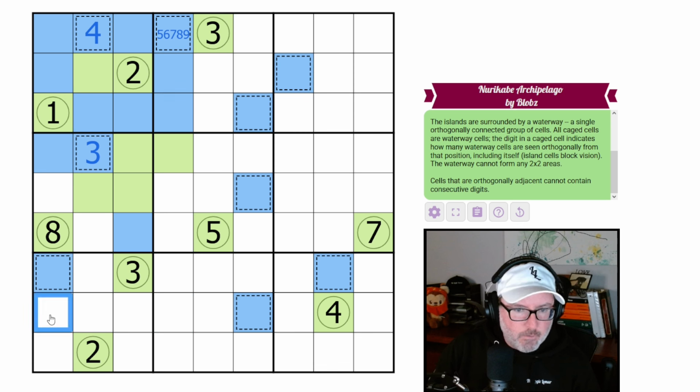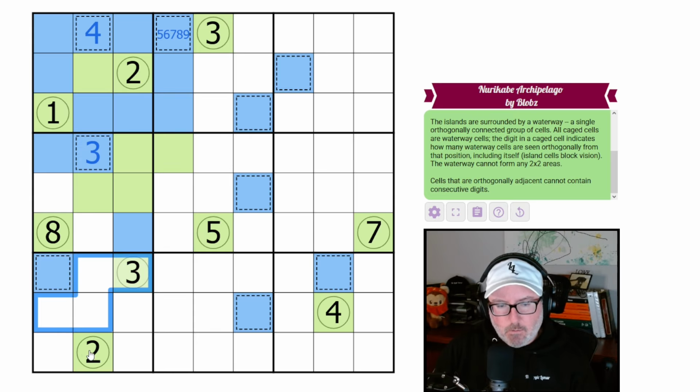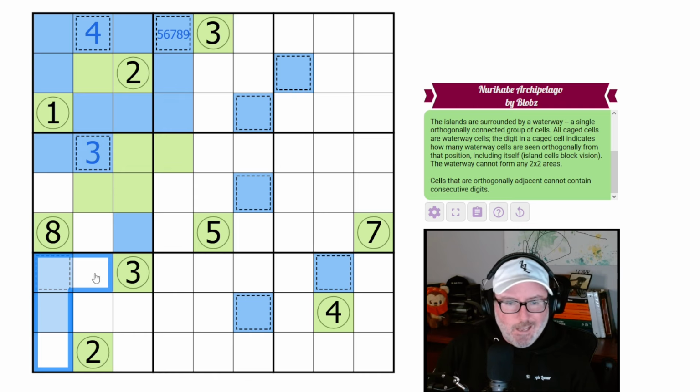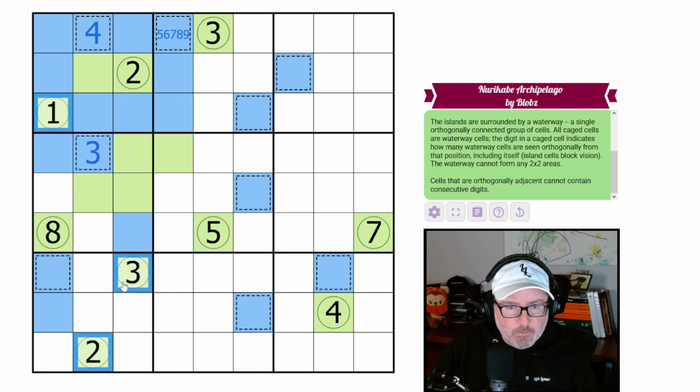You can never be part of an island because the 2 can't reach it and the 3 can't go around the 2. So you're water. What can you be? 1, 2, 3, 4 at most. It can't be 1, 2, or 3. It is 4, which means you 2 are water because we have to be able to make that work.